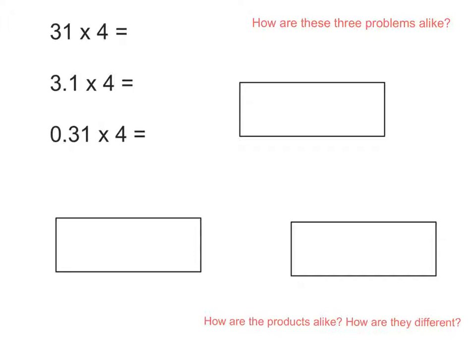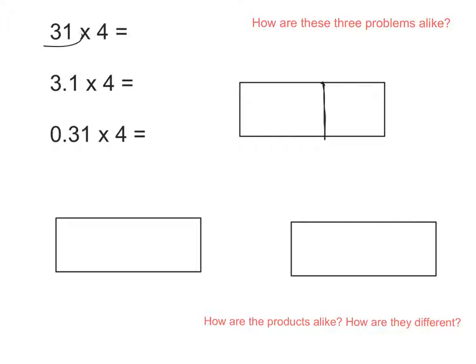But are those 3 problems exactly the same? No. No. What makes them different is the place value that the digits are in, right? So let's use these area models, otherwise known as tape diagrams, to solve each problem. So if I have 31 times 4, I can split that up into, how many 10s do I have?